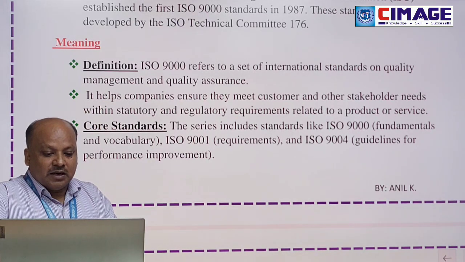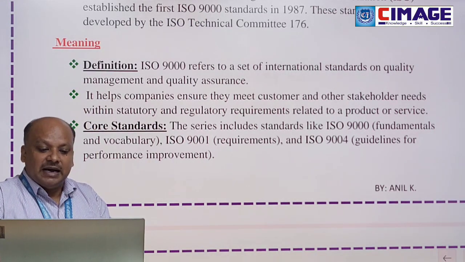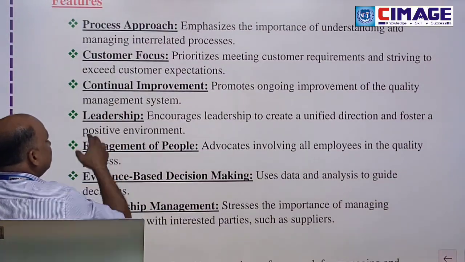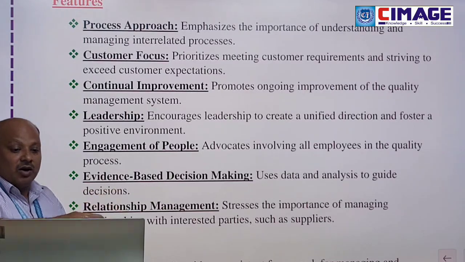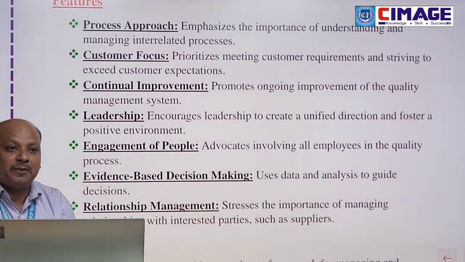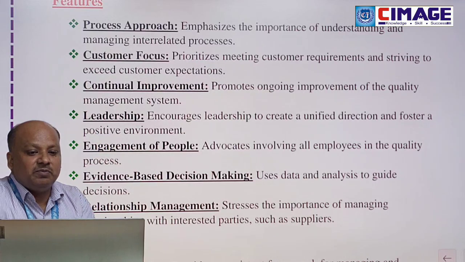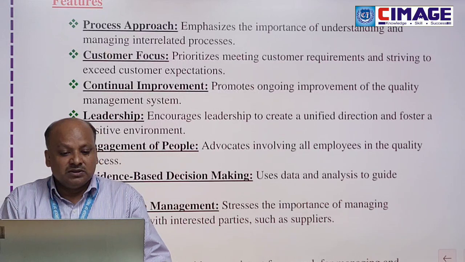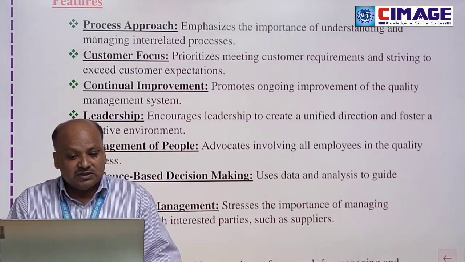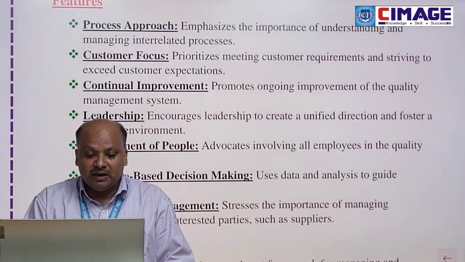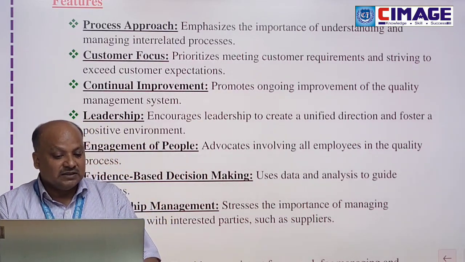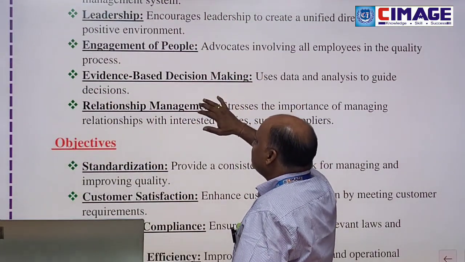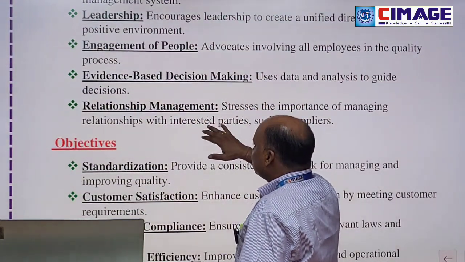Coming to another part, the features of ISO. What features are included under ISO 9000? Or we may say, the concepts or approaches on the basis of which ISO is framed. The first is the process approach. The second is customer focus. The third is continual improvement. The fourth is leadership. The fifth is engagement of people. And the next are evidence-based decision making and relationship management.